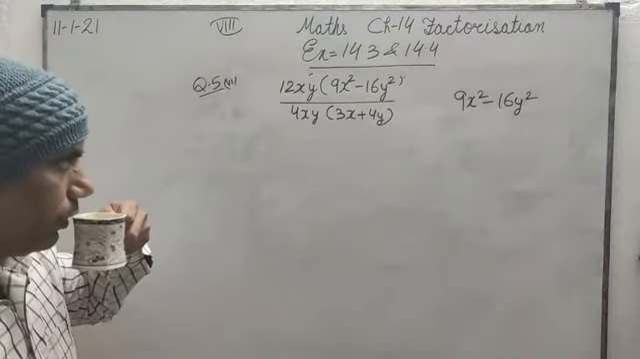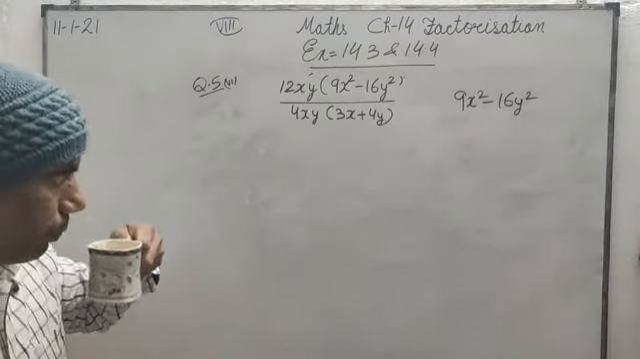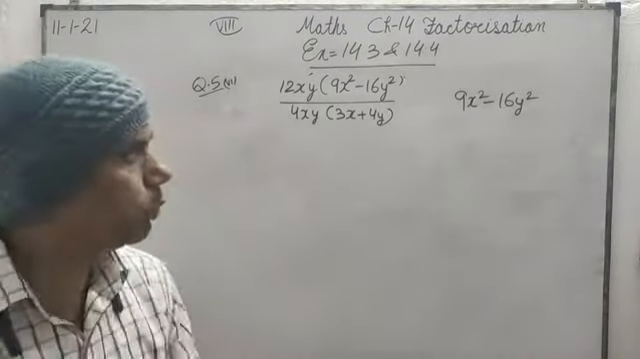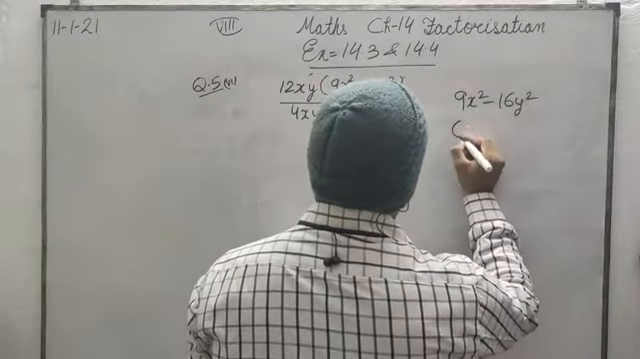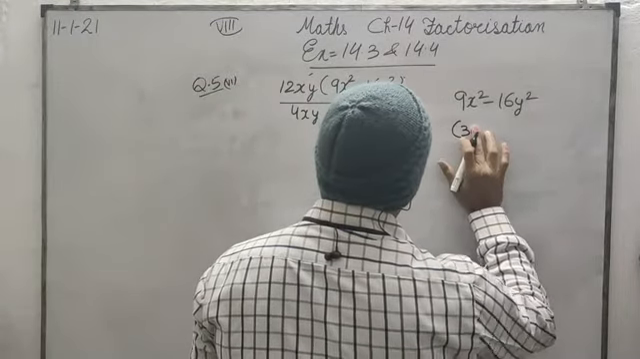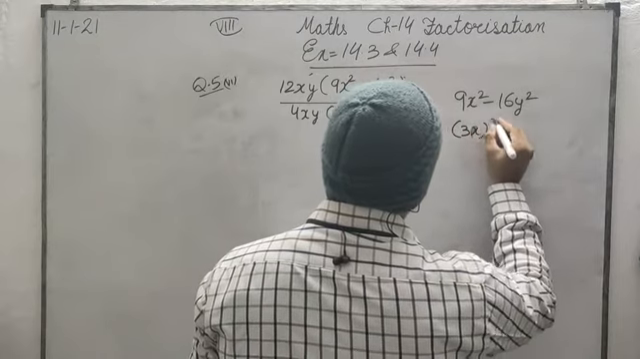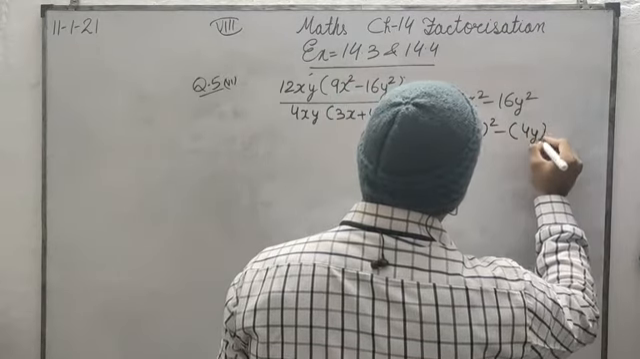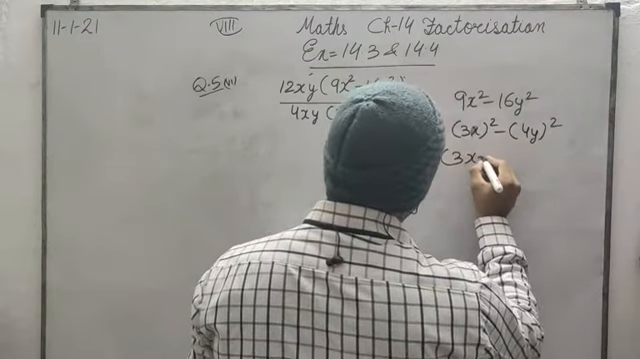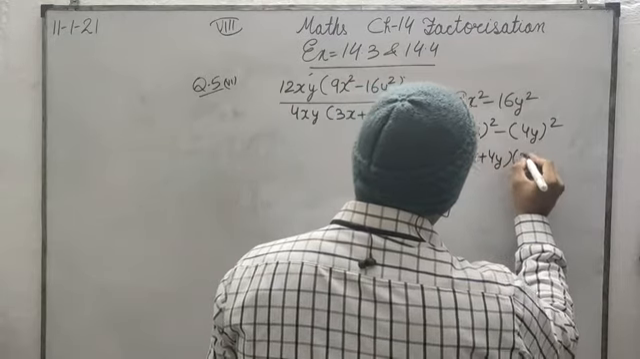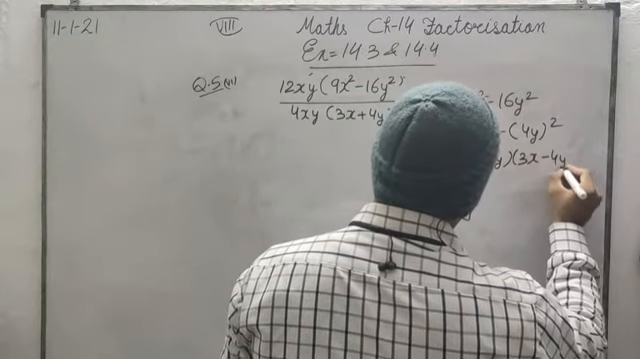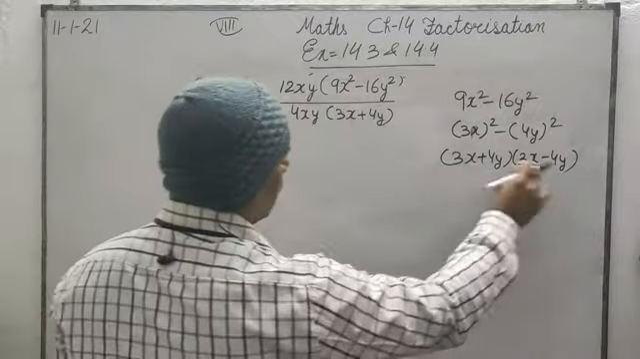Now tell me what identity we are going to use. I am very sure you might have guessed it, a square minus b square. So yes, it is a square minus b square. 3x का whole square minus 4y का whole square. It becomes 3x plus 4y, 3x minus 4y. So in place of this I am going to put this.